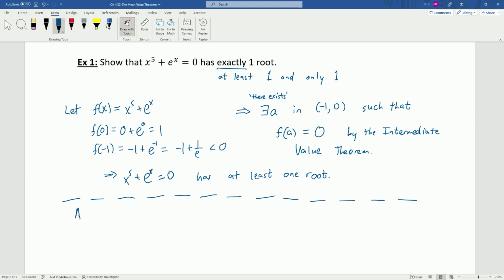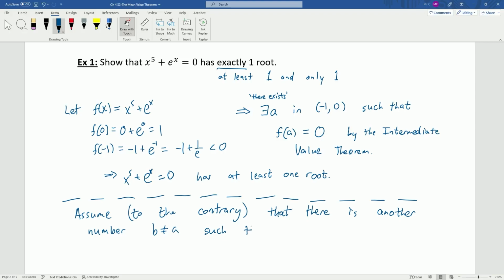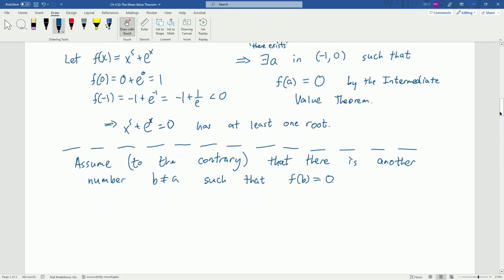Okay, so we'll do this by contradiction. So we will assume to the contrary that there is another number b. So I mean specifically another number as in one that isn't equal to a, such that f of b is also 0. And let's just see what happens if that's true.